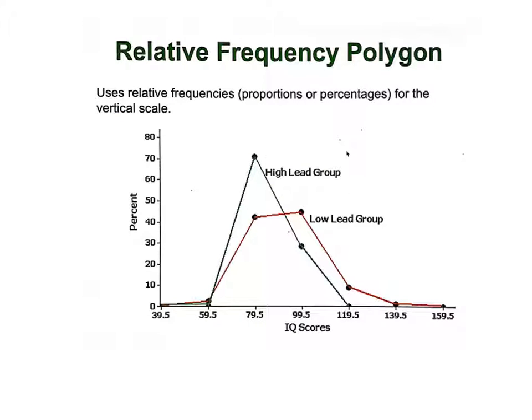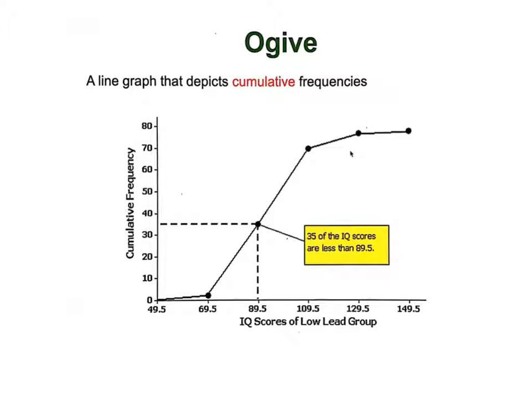A relative frequency polygon is the same thing, except now we're using percentages or proportions. That's the only difference. Instead of having the actual numbers over here, it's the percentage, and then you can compare the two. It's easy to compare two groups on one graph. But all of these graphs we've seen so far are not trying to deceive anybody. They're using straight up data to get the graphs. So they're all very good looking graphs.